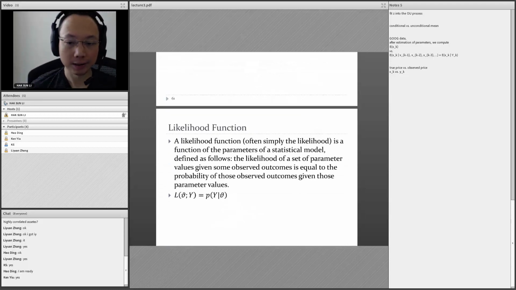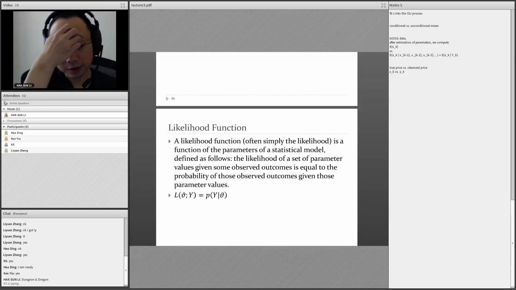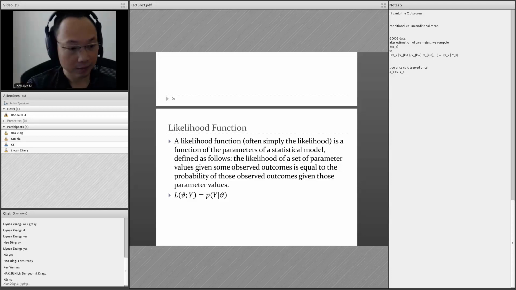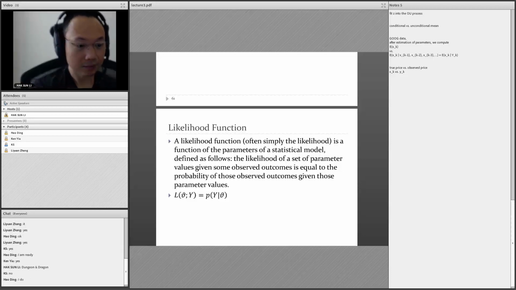Let me try to explain this. Anyone play D&D? Anyone heard of it even? See, the old people heard of it. The young people don't know about it.